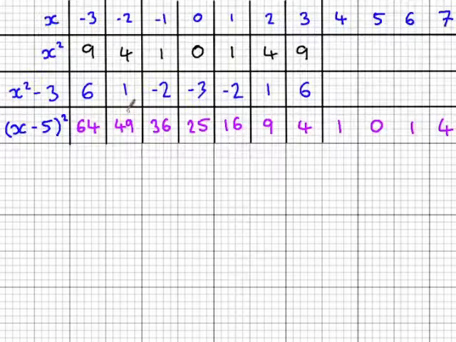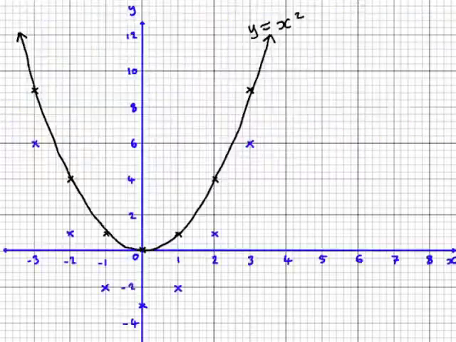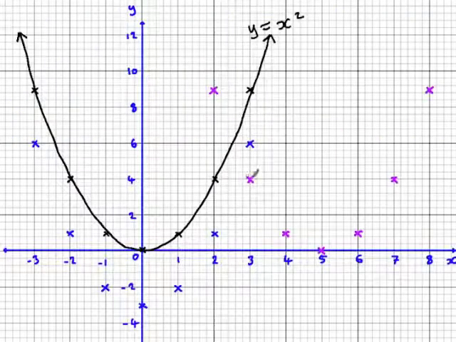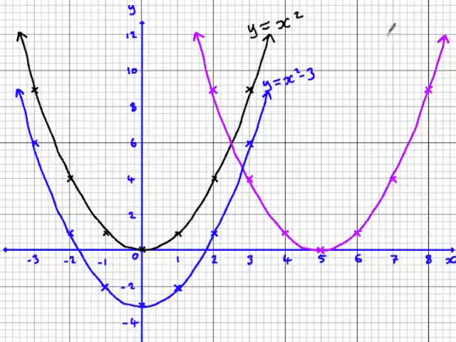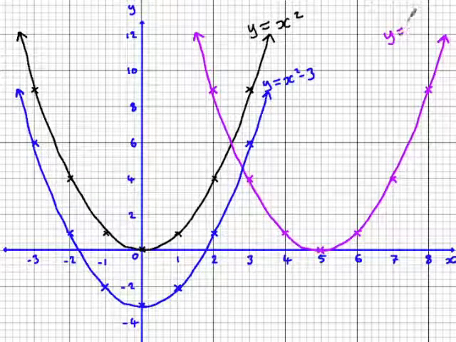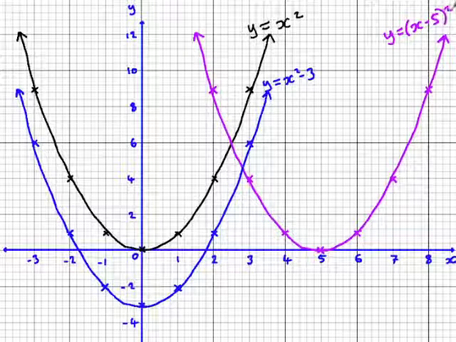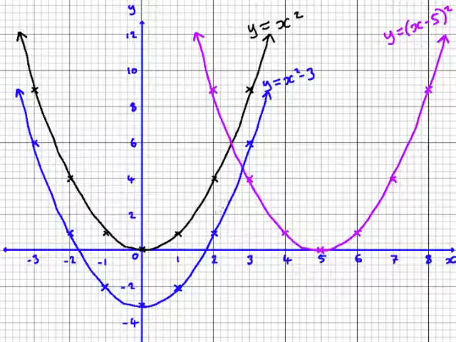These large y values are not going to fit on the same axes as before, so I'm just going to plot the ones near the turning point. So I can plot 2, 9, 3, 4, and so on. And once again I'll draw a smooth curve through these points, which I'll label as y equals (x take 5) squared. So this curve is also the same shape as the original, and it's translated, but this time horizontally. It's translated 5 units to the right.